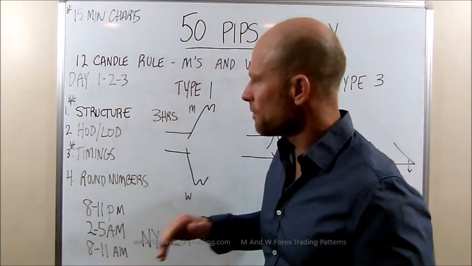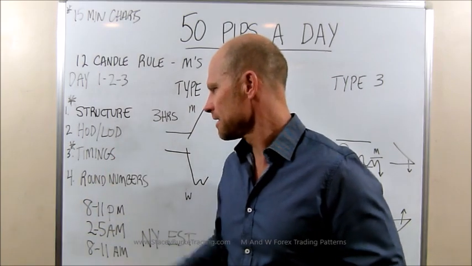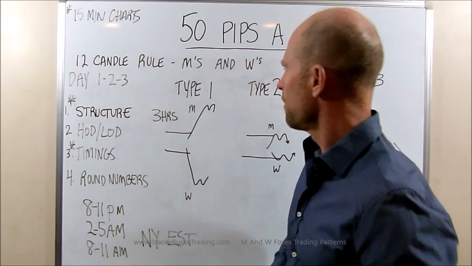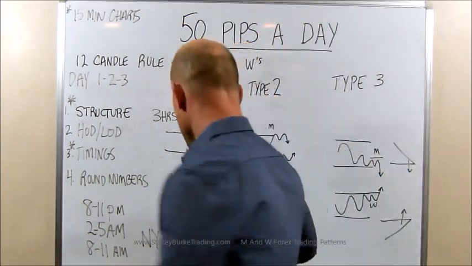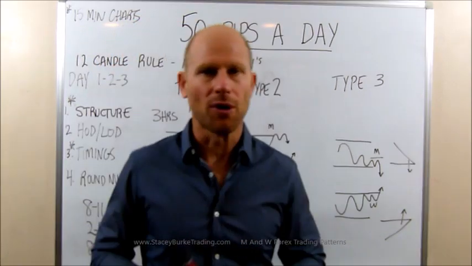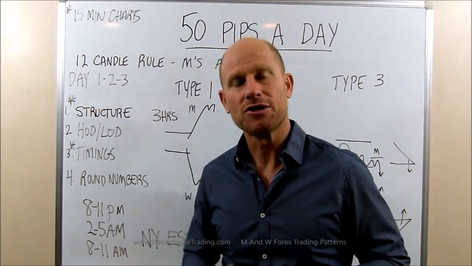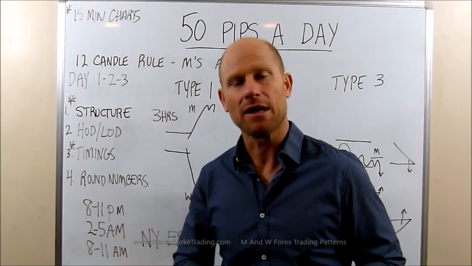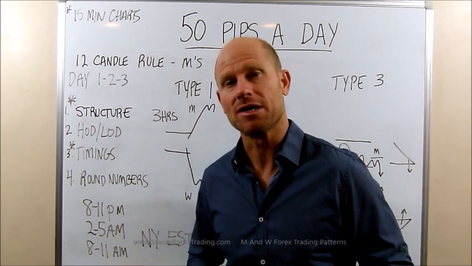We talk about structure, high of the day, low of the day, the timings, round numbers. So essentially they're in the simplest form each day when we go to the screen. We talk about a 3-hour window, and this is really important because of the different types of M and W patterns that can form on any time frame. They can form over a day, they can form over a few days. We can get multi-session M's, we can get multi-session W's.